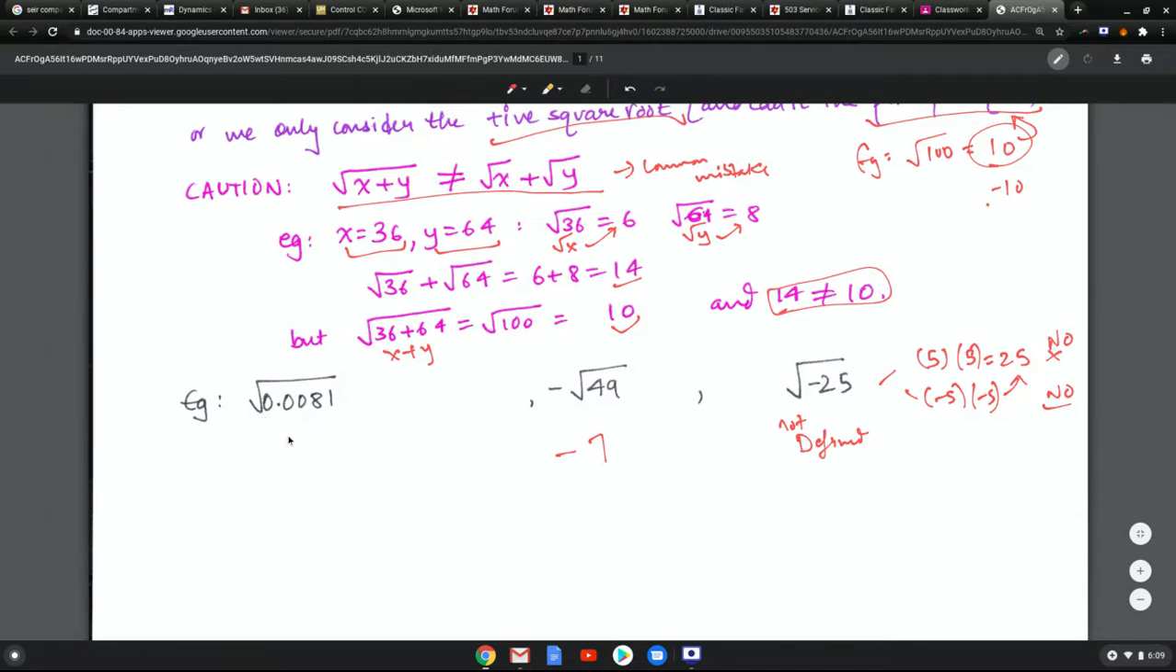Here, you have to be a little careful. First of all, the observation is 81 means it's some power of 9, right? It's 9 squared. I can rewrite this as a fraction, 81 over 10000. The square root of this, I notice, is 9 squared over 100 squared. So this becomes 9 over 100, which gives me 0.09.